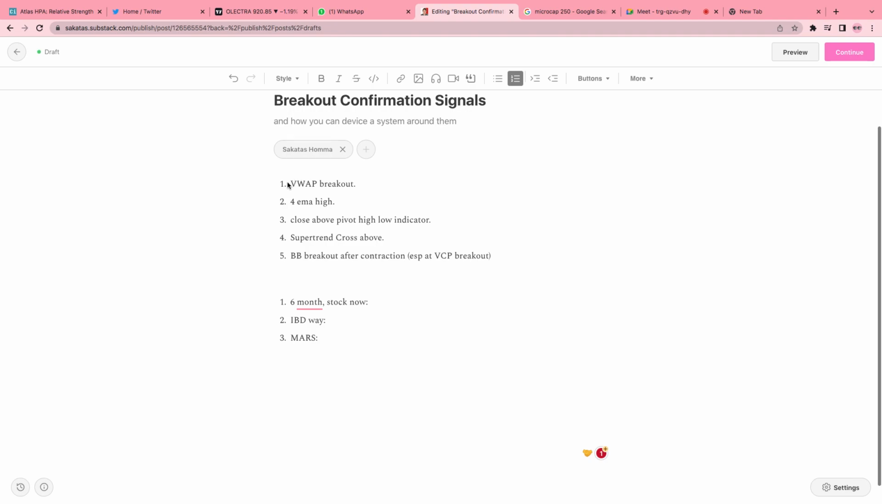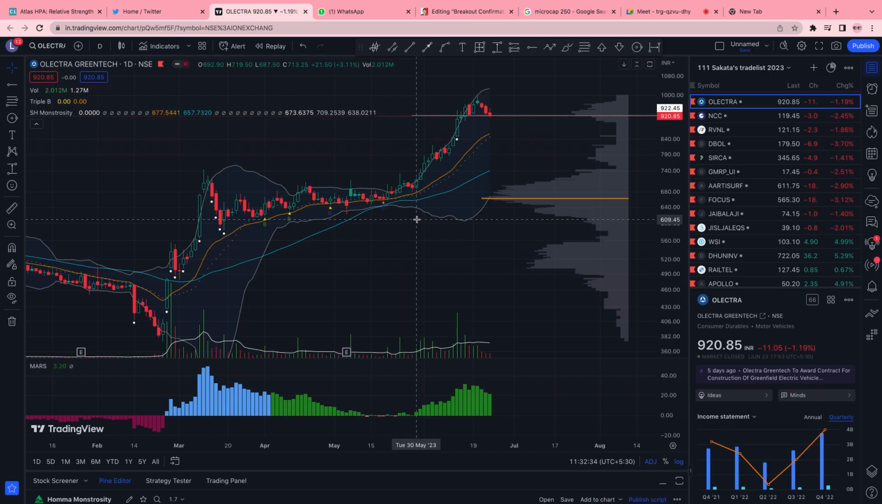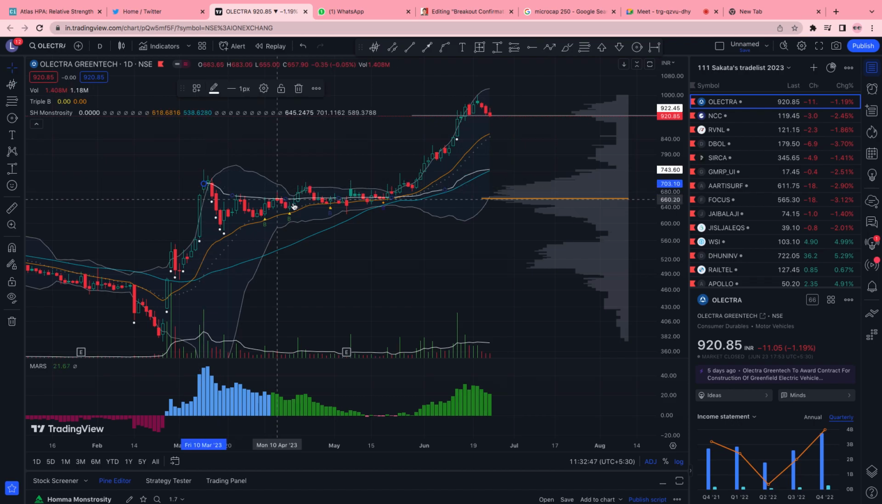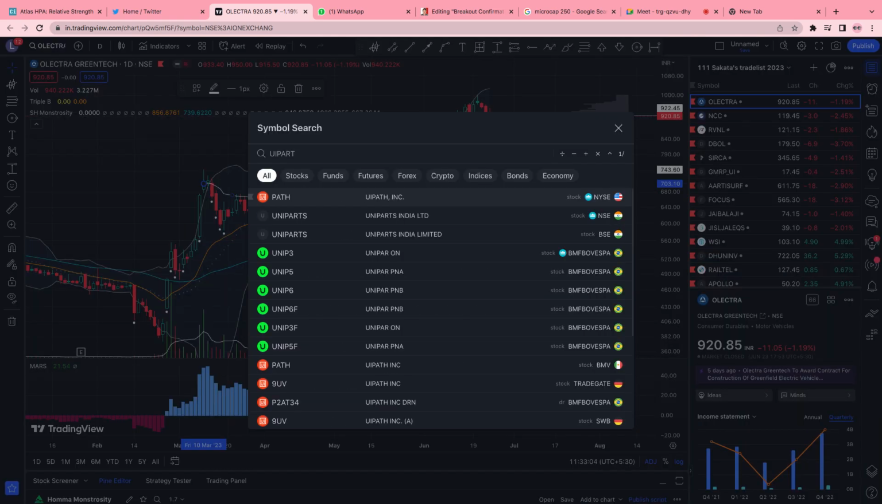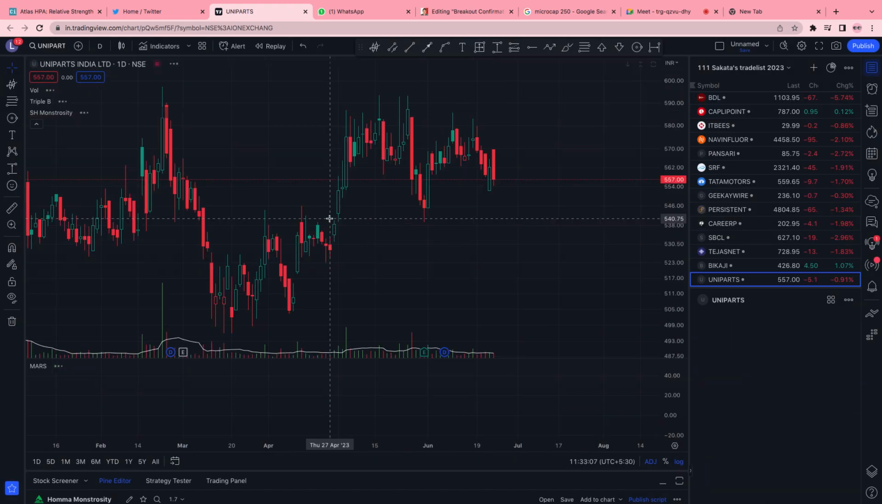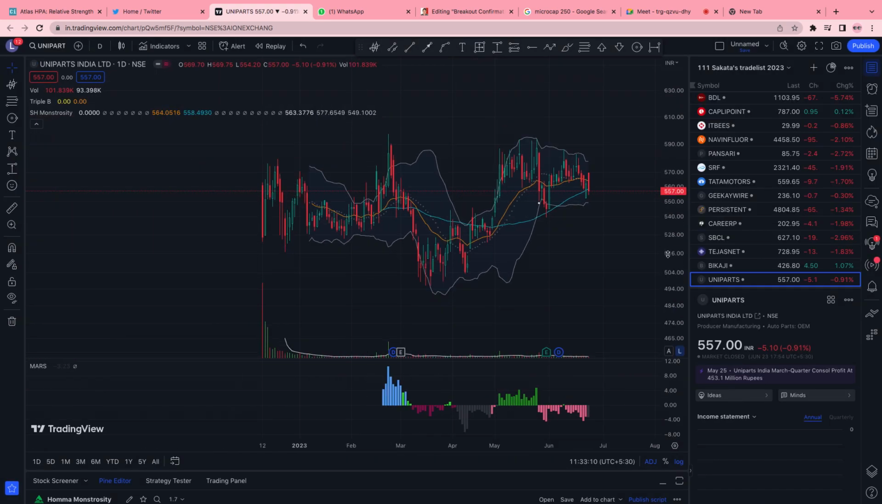So VWAP from the top can be used as one signal. What I mean by that is this is the top, this is the swing high. If you put a VWAP on this, you see that on this day there was a clear breakout of the VWAP. So this could be used as a confirmation. What this says is that the bulls are now back into strength. Uniparts was a very good example of this. So sometimes it works really clearly, sometimes it doesn't. Okay, so that is a problem.